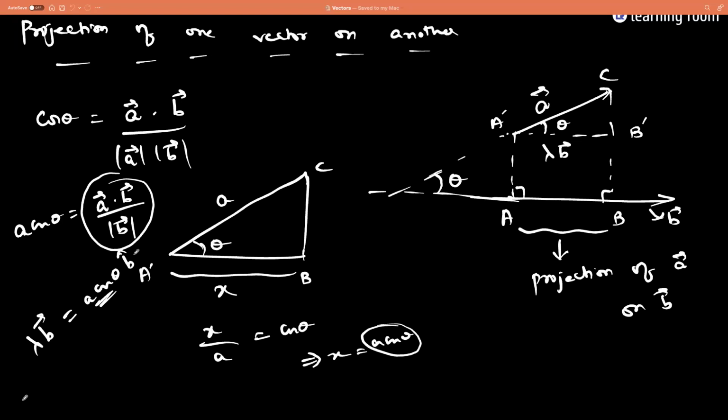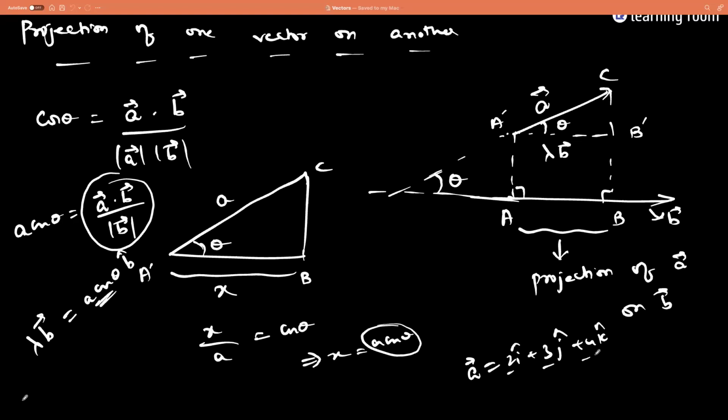No, component is spoken for an individual vector. When will you speak about projection? You cannot use the word projection of a vector, it is meaningless. Projection of a vector on another vector means you need a minimum of 2 vectors for you to use the word projection. Whereas if I give you something like A vector is equal to 2i cap plus 3j cap plus 4k cap, 2, 3, 4 are called the components. Here it is only one vector. You're able to understand X component, Y component, and Z component. But aren't they the projection on the x-axis, y-axis and z-axis respectively?